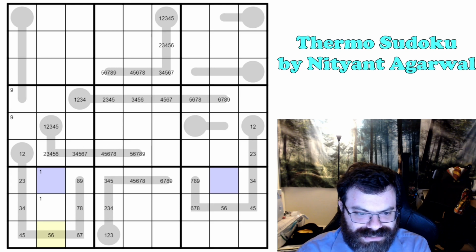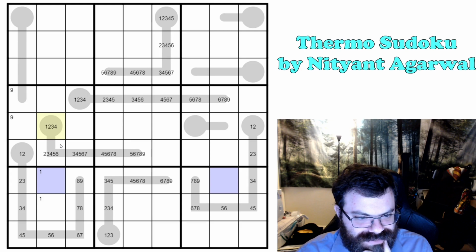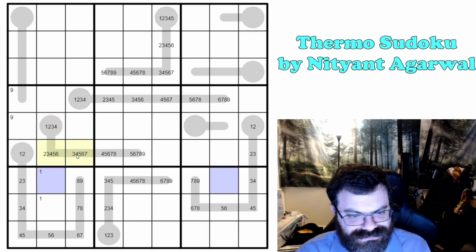So that's gonna be a lot easier to see. If this is 5, that forces 6, 7. The 7 forces 6 here, which forces a 5 here. Now we have 2 5s in the column. Okay, so this isn't 5. Unfortunately, that doesn't really give us much more than that. 5, 6, 7, 8, 9.